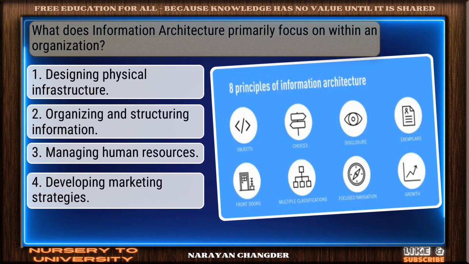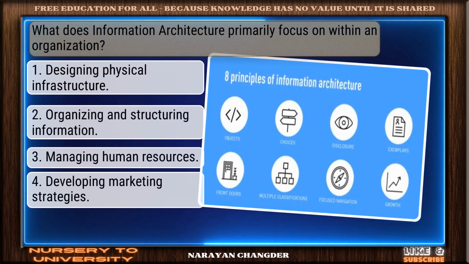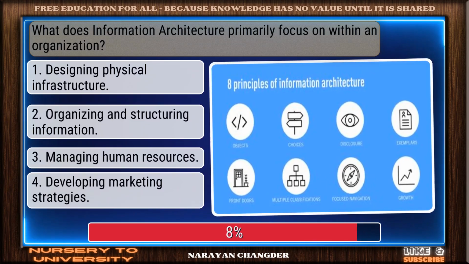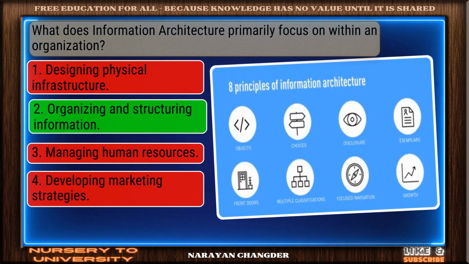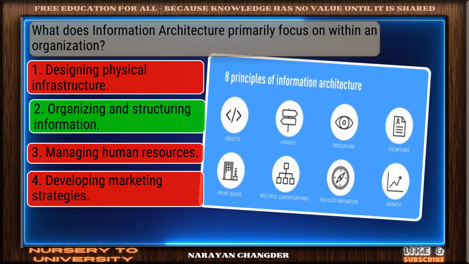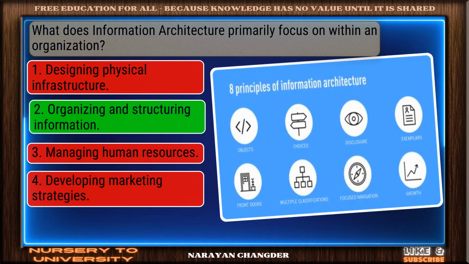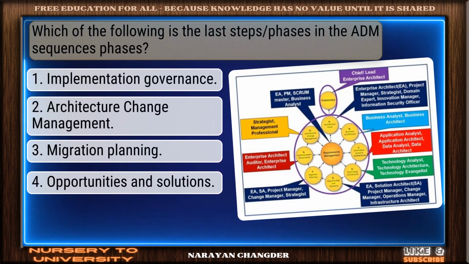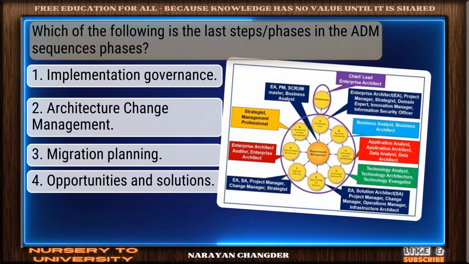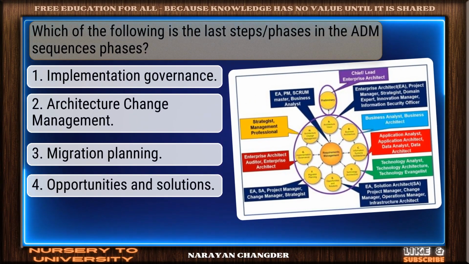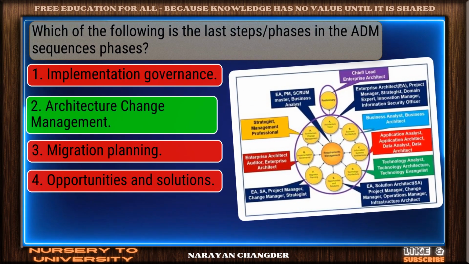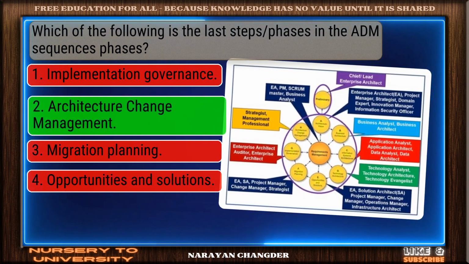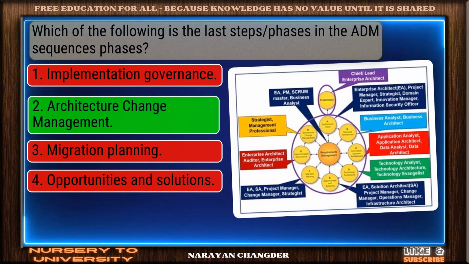Question number 11. What does information architecture primarily focus on within an organization? Excellent choice. Organizing and structuring information is the right answer. Question number 12. Which of the following is the last phase in the ADM sequence phases? Bravo. Architecture change management is the answer.